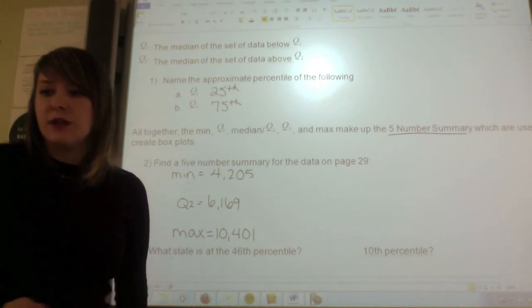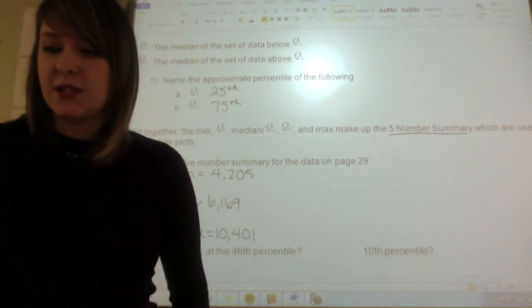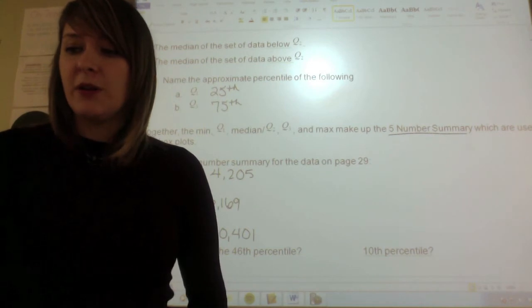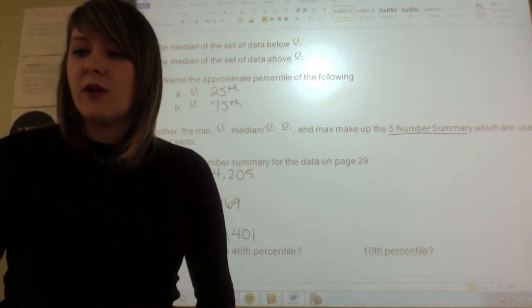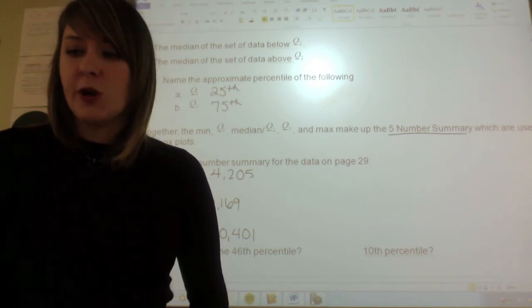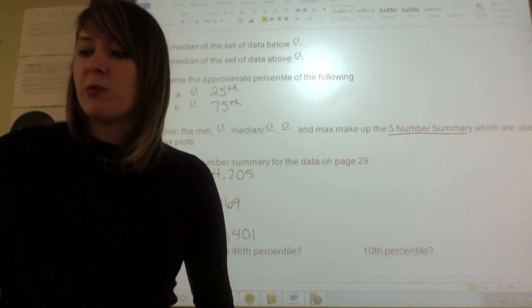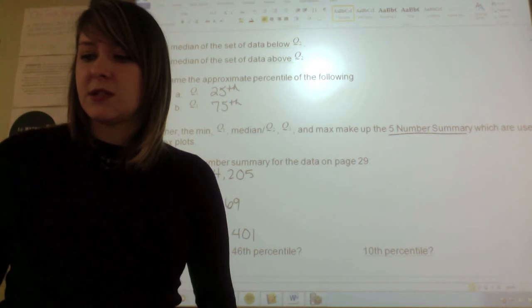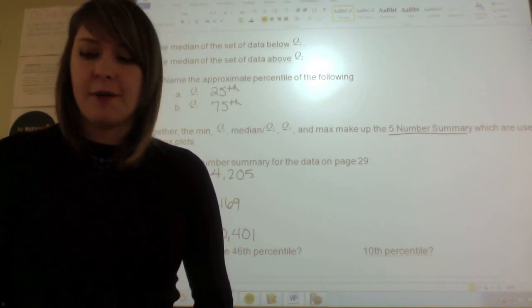Then what I can do is split this data set into the upper and lower portions. For my lower portion, I'm going to go from 1 to 25, so Oklahoma to Alaska. And for my upper portion, I'm going to go from 26 to 50, or Minnesota to Vermont.